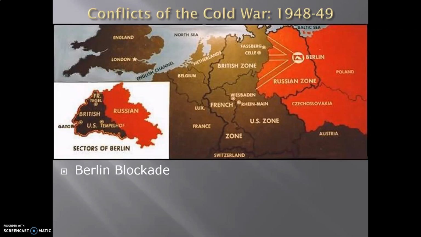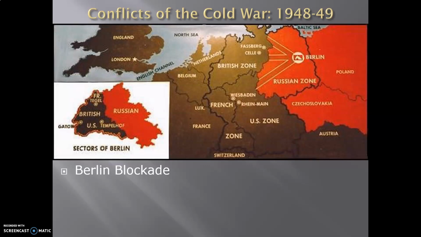Okay. So we then have a couple other conflicts. So when World War II ends, Germany split up into 4 zones. There's the Russian zone or the Soviet zone, there's the US zone, the French zone, the British zone. The US, French, and British zone would eventually be combined into West Germany, and the Russian zone would become East Germany. Well, Berlin was supposed to be also split into 4.